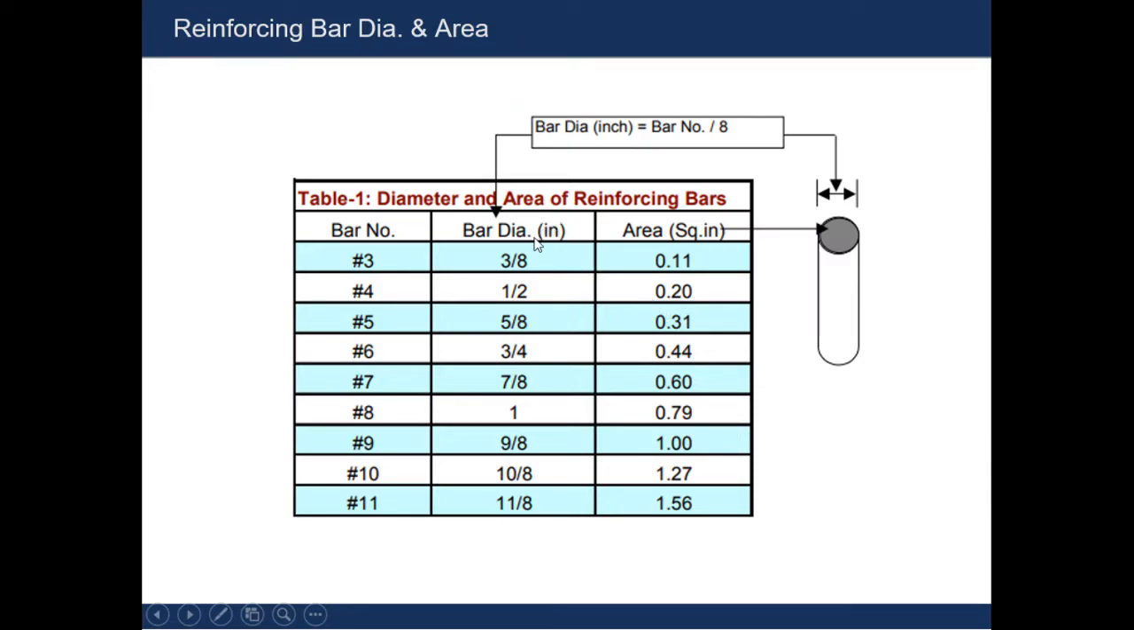Actually the bar diameter was in inch that we have calculated from number of bar, and so the area we have calculated here in the chart we have provided is in square inch.